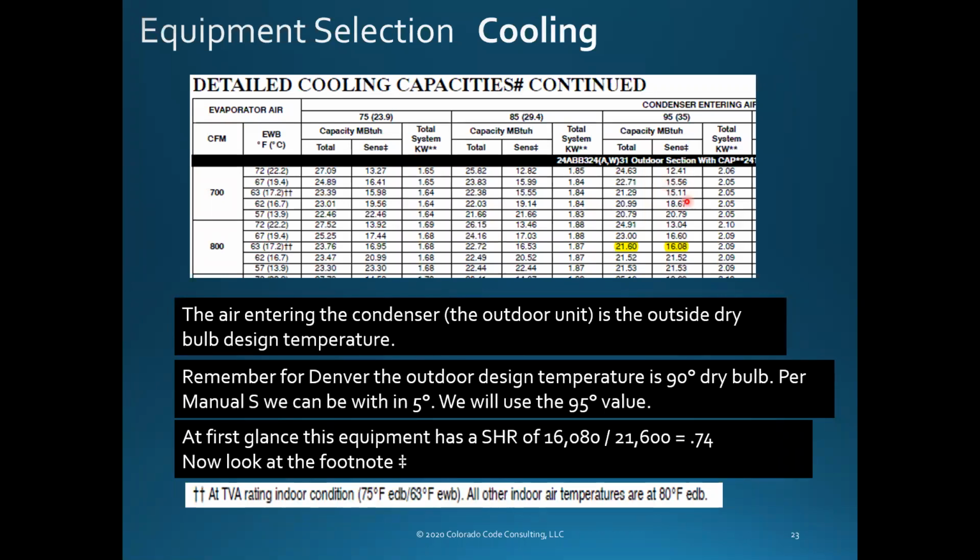So has the sensible capacity. Why do you think that just going from 800 to 700 CFM with the same parameters, it's done that? What the heck? What's happening to the coil?